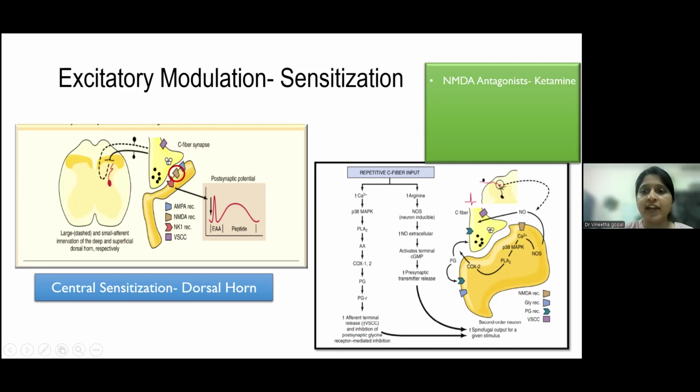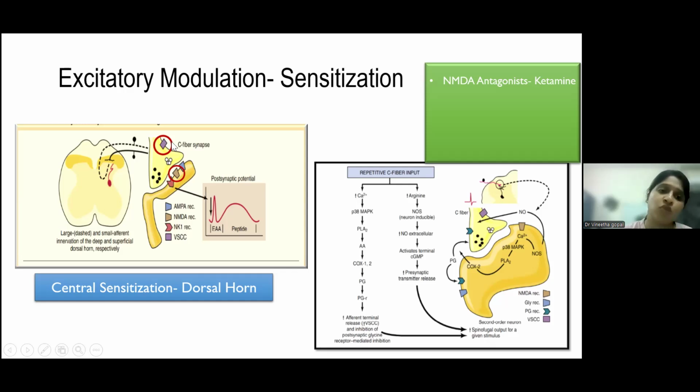So that is the role of NMDA antagonist. Okay. Second one, this calcium. This is what I was trying to explain before. So calcium, when it enters through the voltage sensitive calcium channel, it causes a release of more neurotransmitters from the primary afferent neuron. So which drug blocks this voltage sensitive calcium channel?